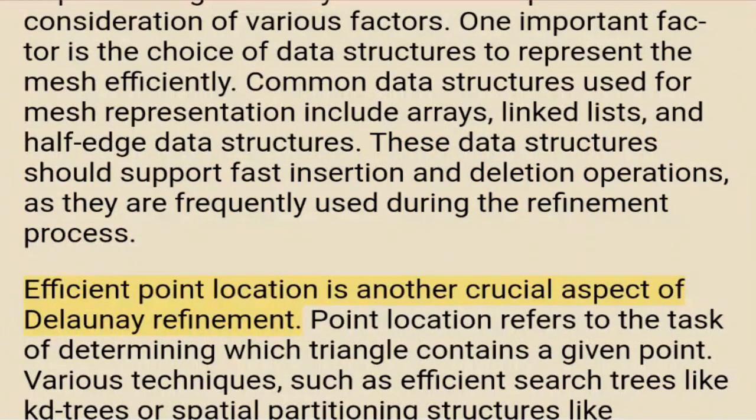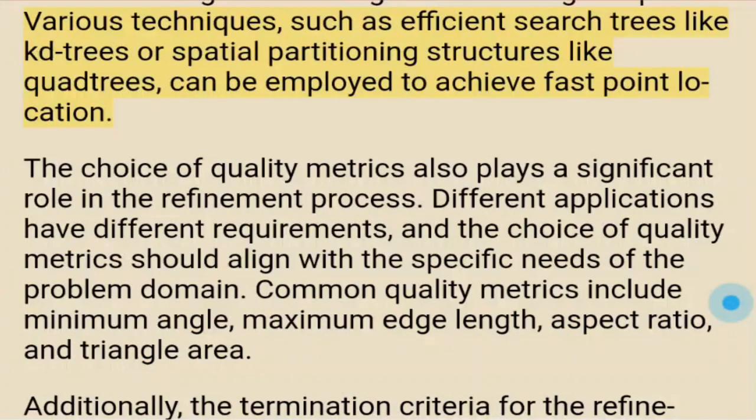Efficient point location is another crucial aspect of Delaunay refinement. Point location refers to the task of determining which triangle contains a given point. Various techniques, such as efficient search trees like KD trees or spatial partitioning structures like quad trees, can be employed to achieve fast point location.